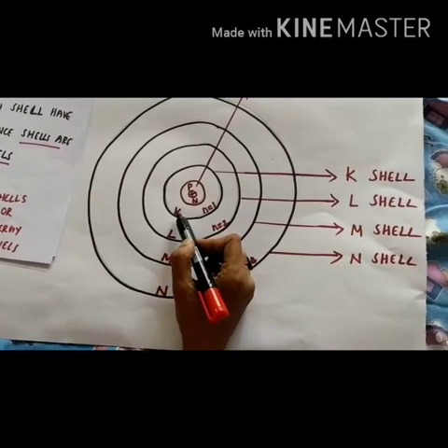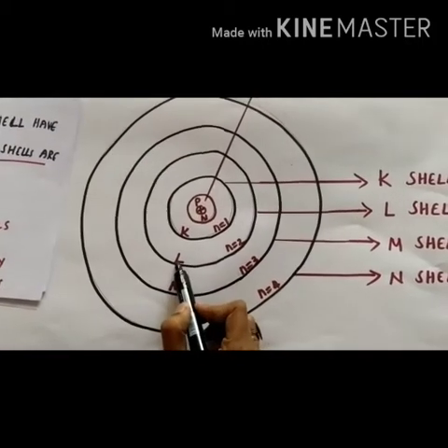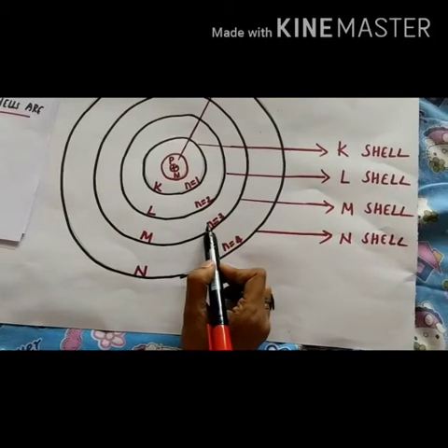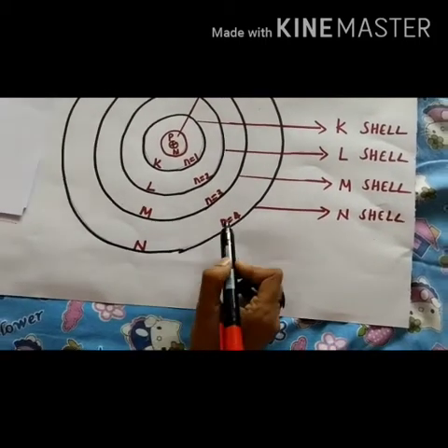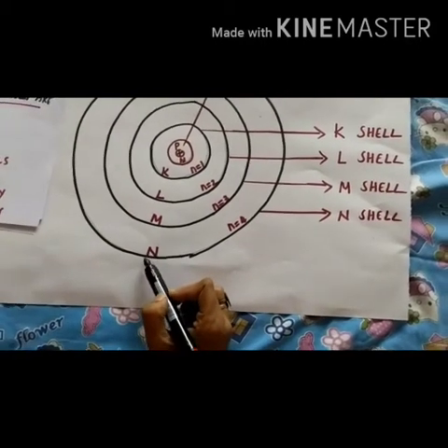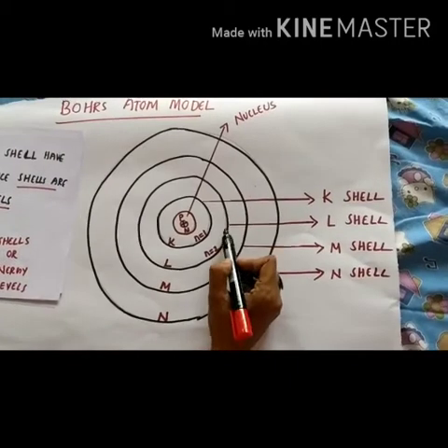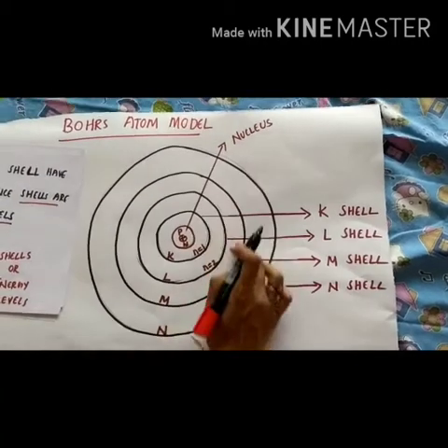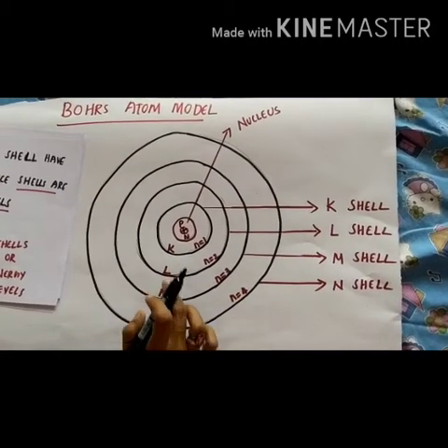Here shells are named: the first shell is the K shell, or n equal to 1. The second shell is L, n equal to 2. The third shell is M, otherwise known as n equal to 3. The fourth shell is n equal to 4, represented as capital N. So whenever electrons revolve around the nucleus in a particular shell, this shell has a definite energy. K shell has definite energy, L shell has definite energy likewise.